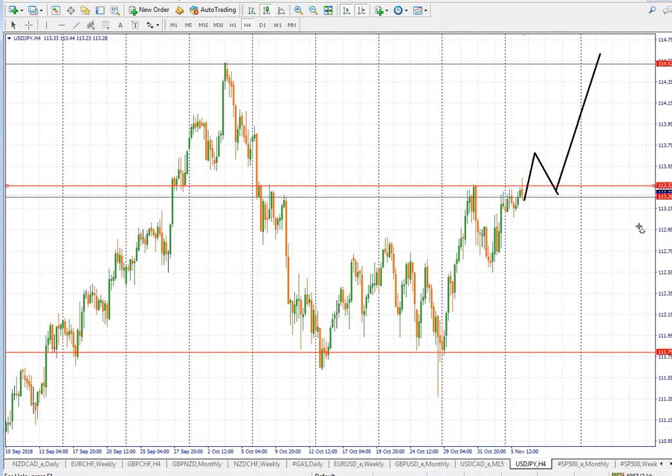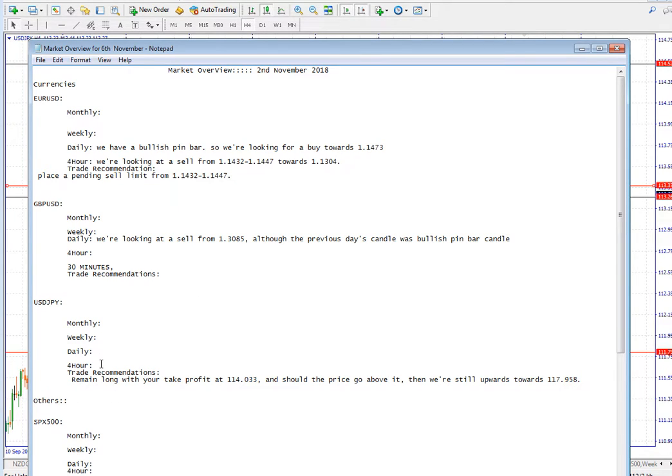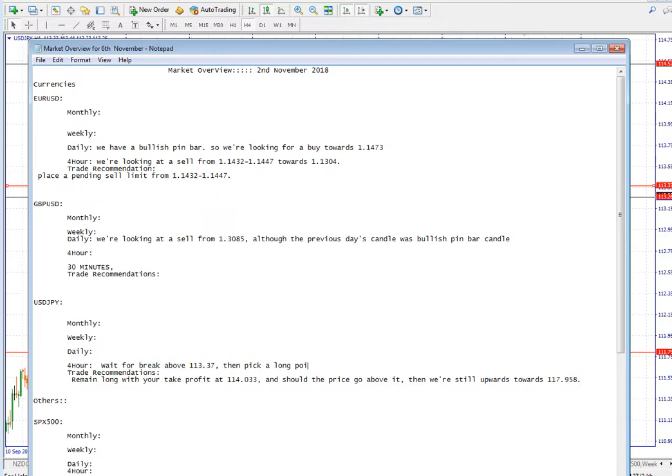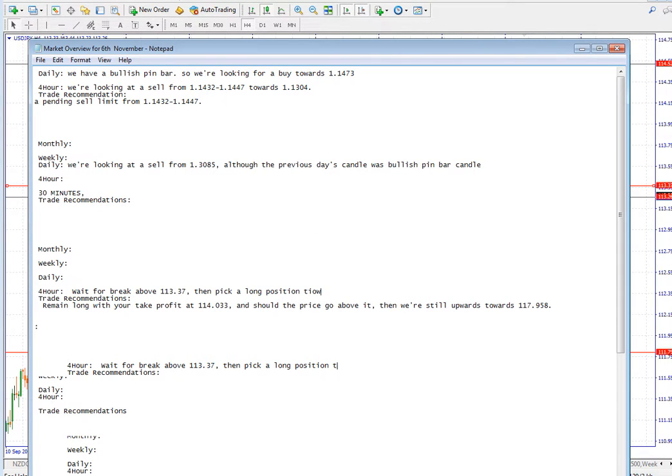So what that means is simple. Although we are seeing a sell at the moment on the 4 hours, the best we should do is wait for price to come up to this place, then it should try coming back again to this zone, 113.37, then we buy it upwards towards 114.52, which is here. So on the 4 hour chart, wait for a break above 113.37, then pick a long position towards 114.52.